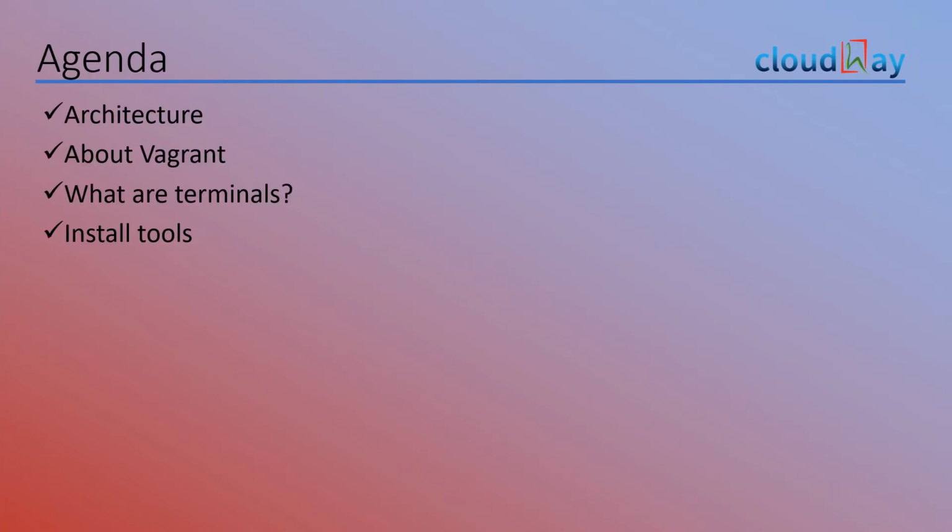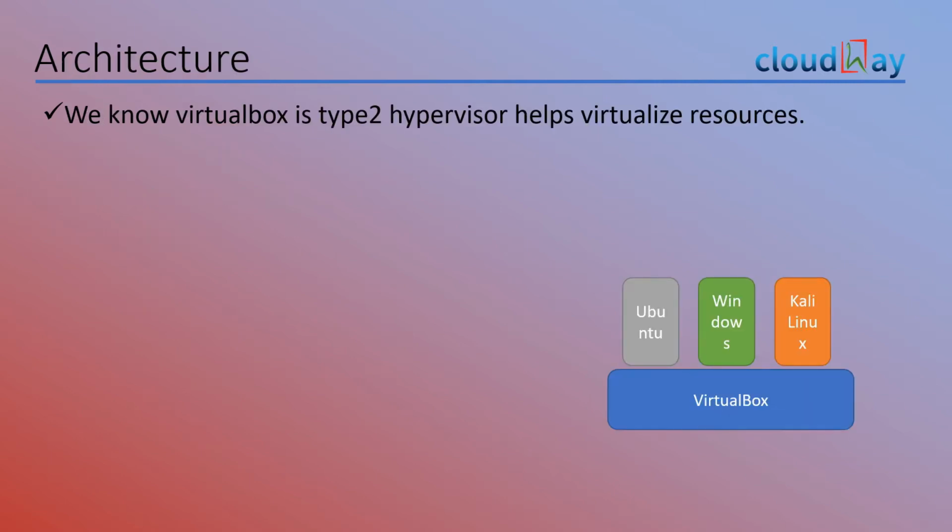The first part will cover the overview of the architecture and about the Vagrant tool, also about terminals and installation tools necessary to do the practice. As we know that VirtualBox is a type 2 hypervisor, which helps virtualizing the resources from the host machine and creates several virtual machines on top of it. But there are some limitations for it.